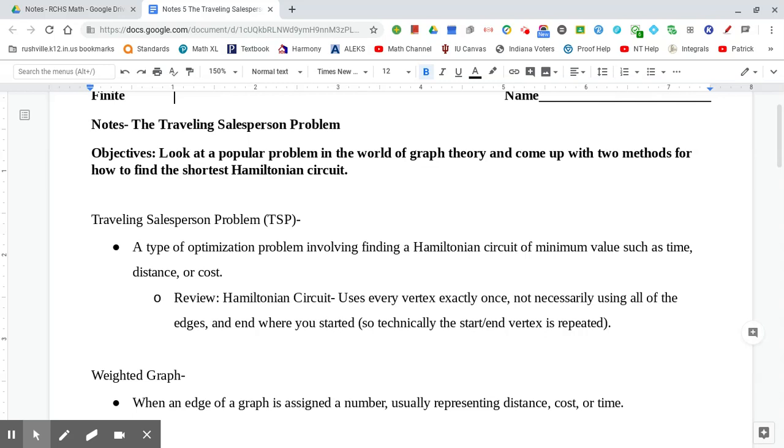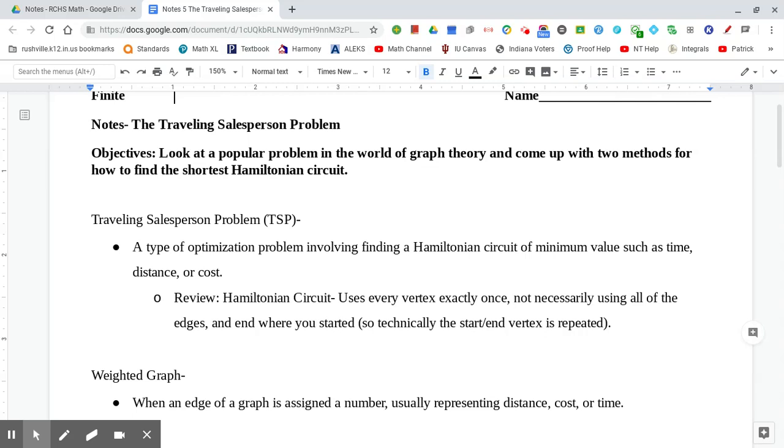Traveling salesperson. So you're thinking about somebody that lives at home, they go out and visit other houses to try to sell things, or maybe they go to different companies, whatever the problem may be. But what you have is somebody that starts off at home, they leave, they go out to try to sell something, and then of course they have to return back home.